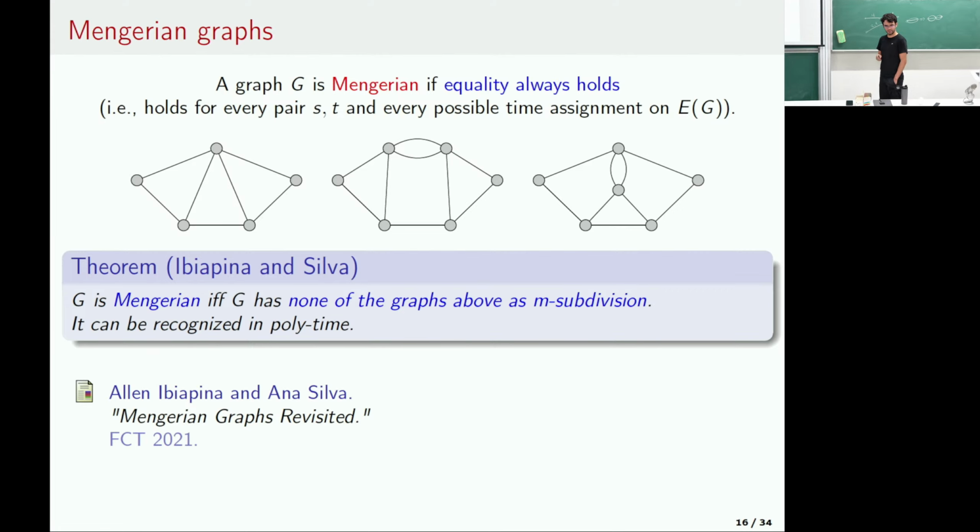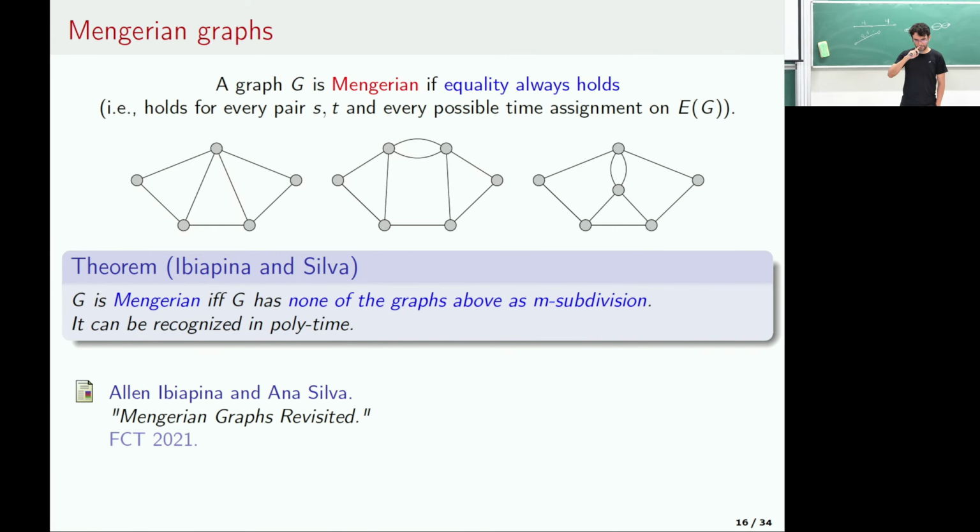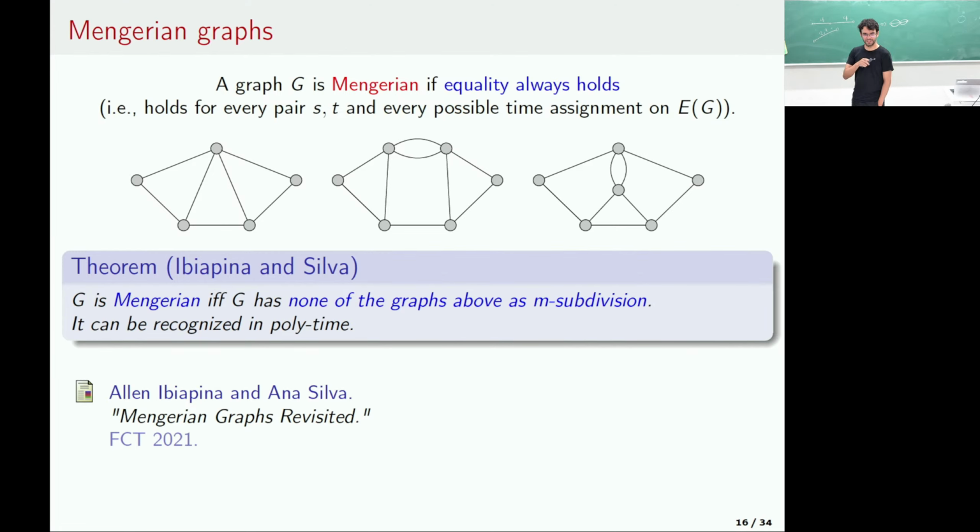If you have this diamond graph, or whatever it was called, a gem, is it a bad example no matter how I choose the times? That's a question, actually. If there is a gem, I give you a gem. Maybe I give you this or this, any of these three. Can you give me an assignment of times for which Menger holds?